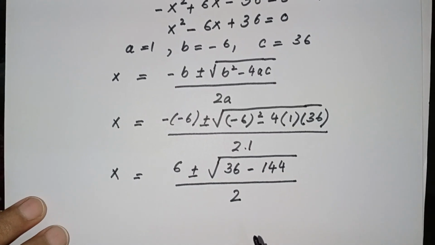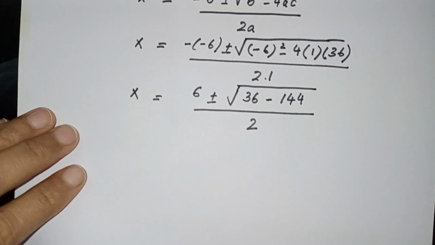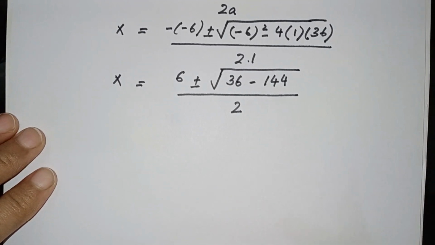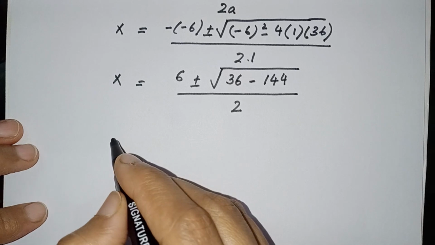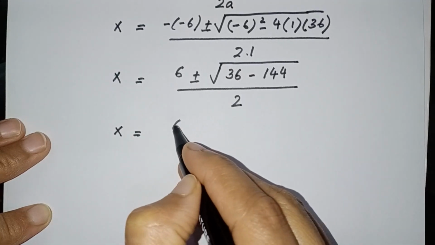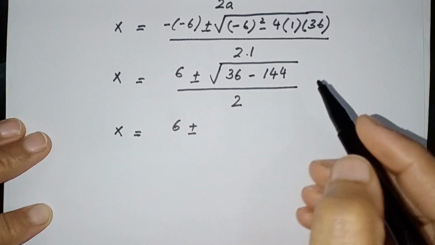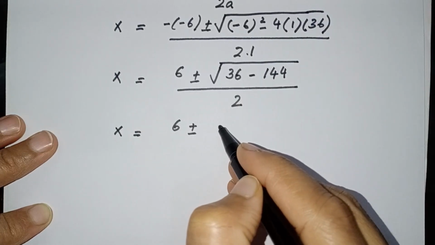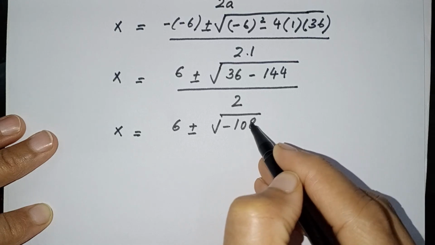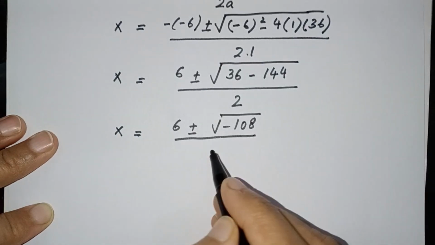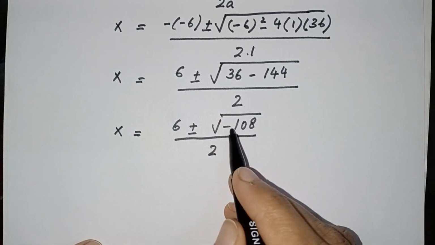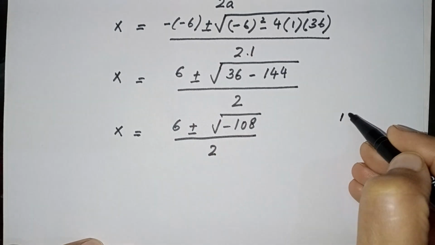So in the next step, x is equal to 6 plus or minus square root of 36 minus 144, which gives minus 108, over 2. So here we have a minus sign. So we are going to have complex solutions.